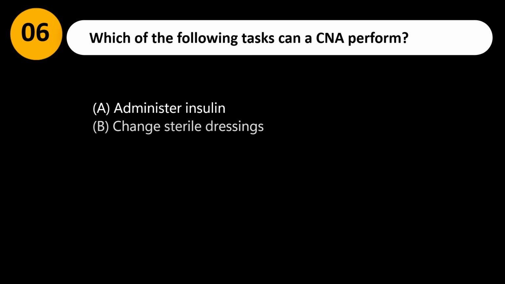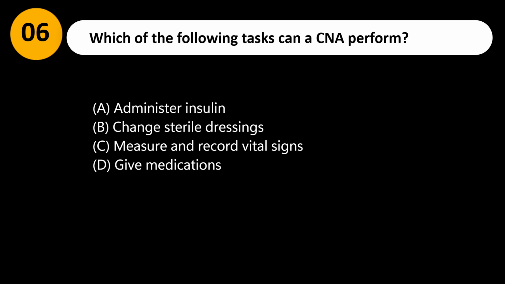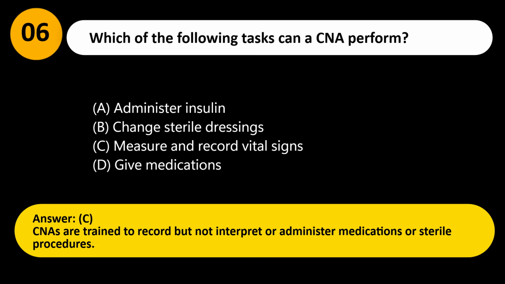Which of the following tasks can a CNA perform? A. Administer insulin. B. Change sterile dressings. C. Measure and record vital signs. D. Give medications. Answer, C. CNAs are trained to record but not interpret or administer medications or sterile procedures.